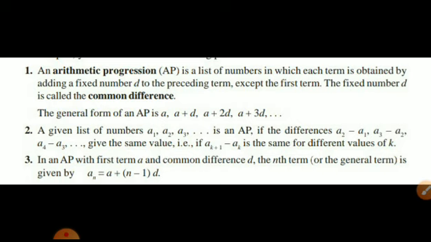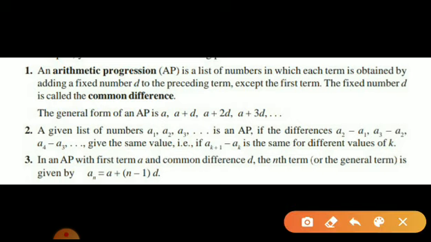The general form of an AP is given by a, then a plus d, a plus 2d, a plus 3d, and so on. That means a will be the first term, the second term will be a plus d, the third term is a plus 2d, the fourth term will be a plus 3d. So the nth term will be a plus n minus 1 d. Now here it is given the same.